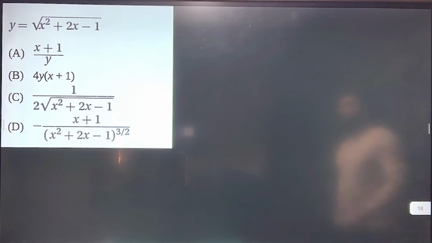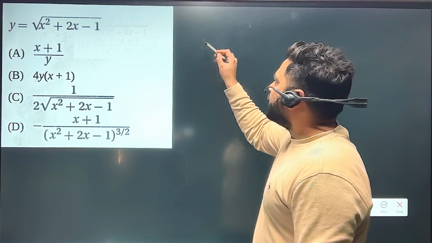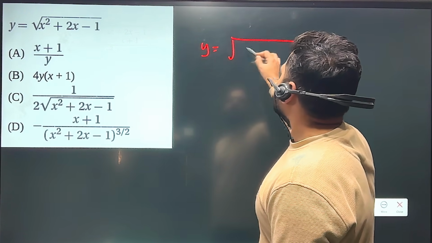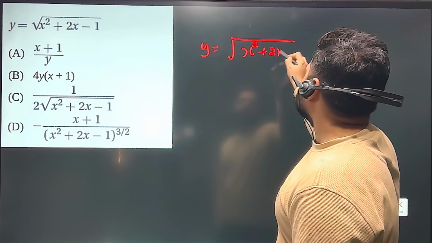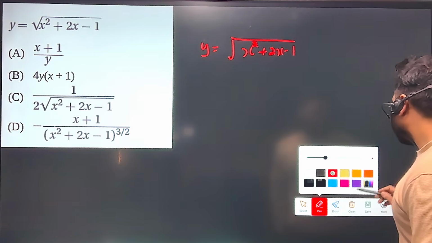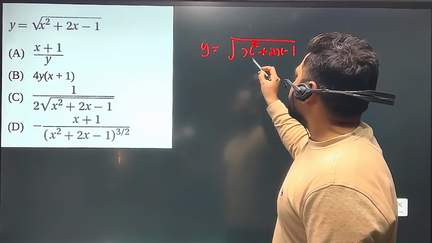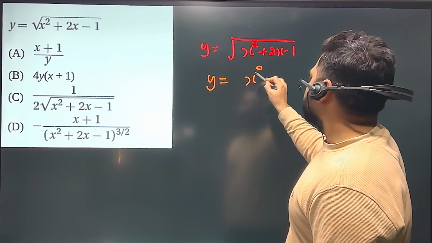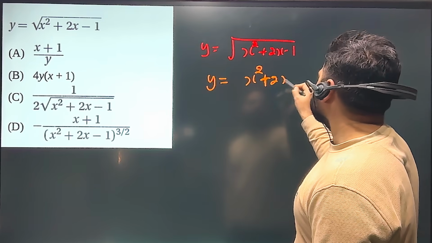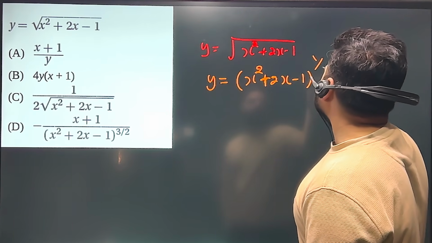Next question is again a simple question, y is equal to under root x square plus 2x plus 1. So first of all you can see the whole power is again root, means 1 by 2 power. So again you will take the power ahead, and the power in front, and 1 power less. So y is equal to under root x square plus 2x minus 1. This is our function. Or you can say y is equal to x square plus 2x minus 1 and power is 1 by 2. This is the function.